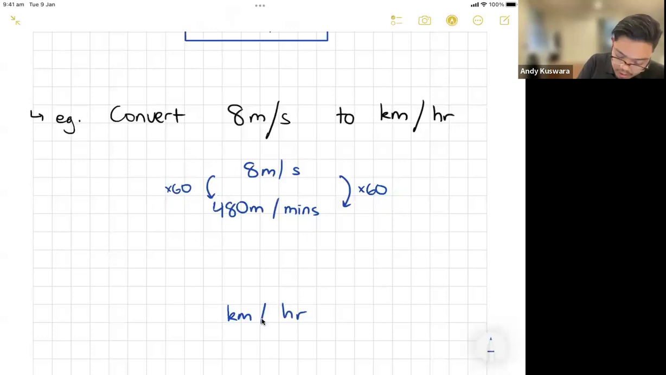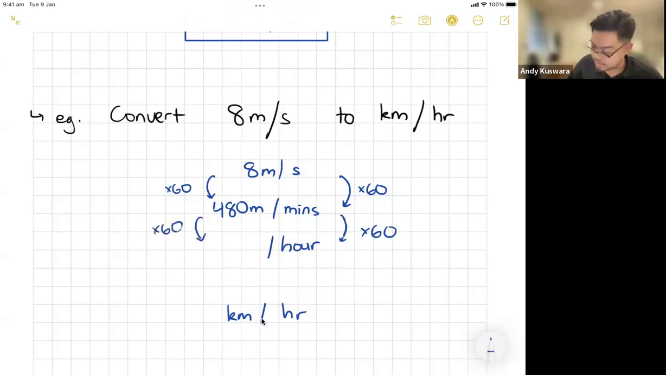Now, I'm still not at hours yet. So now I want to change it to hours. And hopefully someone can tell me how many minutes there are in an hour. It's going to be 60. So it's going to be times another 60. So if I times 60 on one side, you times it on the other. So I'm going to go 480 times 60. And that's going to give you a fairly large number, 28,800. And again, it's still meters.